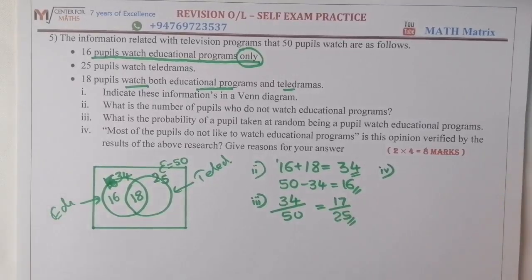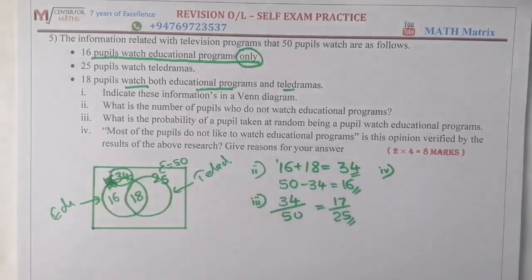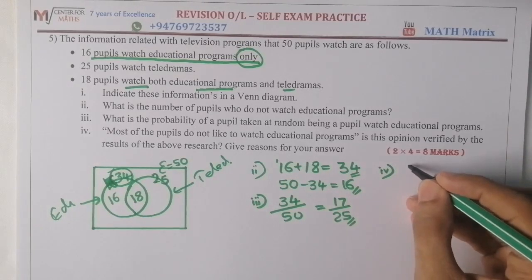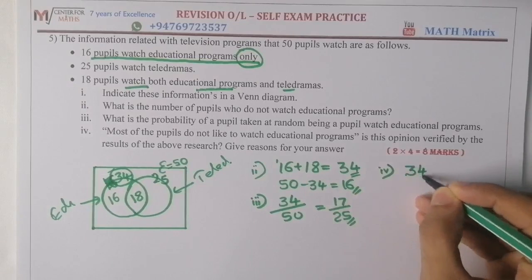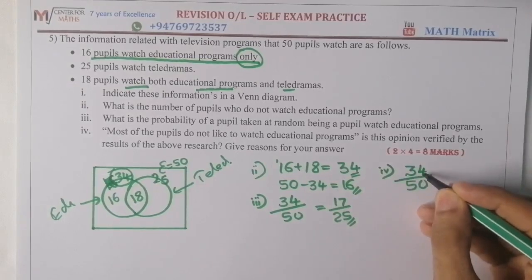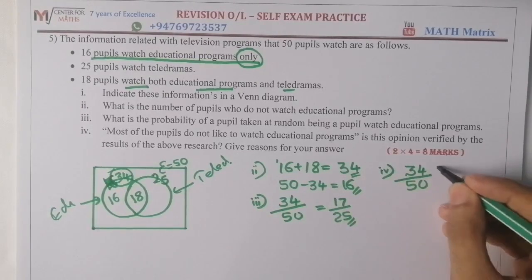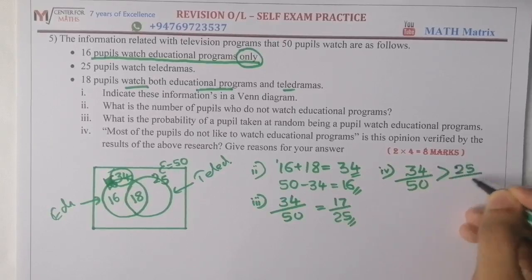Most of the people do not like to watch educational programs. Is this opinion verified by the results of the above research or not? No, it's not like that, right? More than 34, more than half of them, they love to watch educational programs. So we can't say that. It's completely wrong. Give reasons for that. We can give the reason like this: out of 50, 34 of them are watching educational programs rather than teledramas.